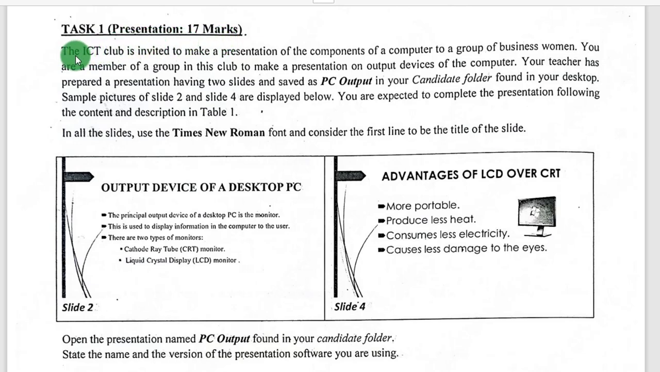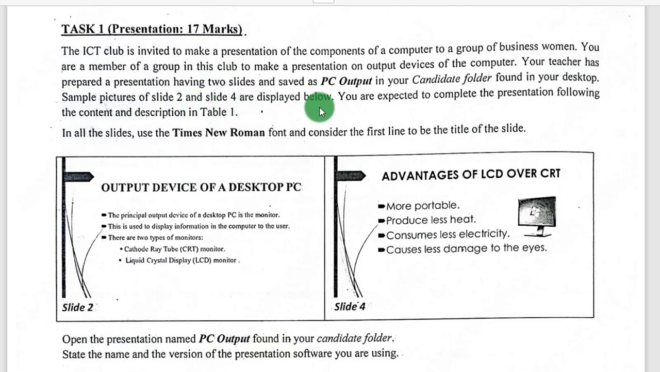Good. Now, the first question is saying, the ICT club is invited to make a presentation of the component of computer to a group of businesswomen. You are a member of a group in this club to make a presentation on output device of the computer. Your teacher has prepared a presentation having 2 slides and saved as PC output in your candidate folder found in your desktop. Now they say sample picture of slide 2 and slide 4 are displayed below.